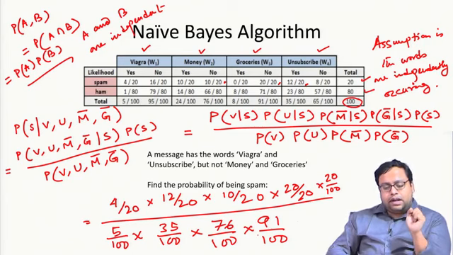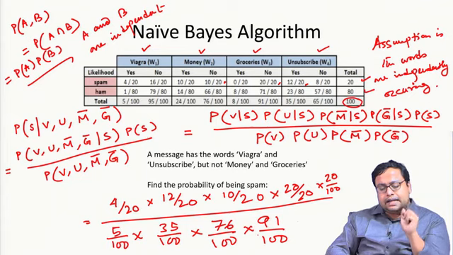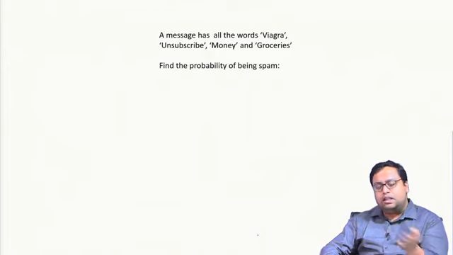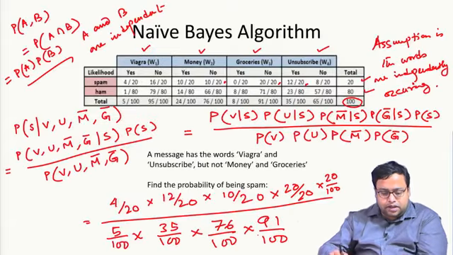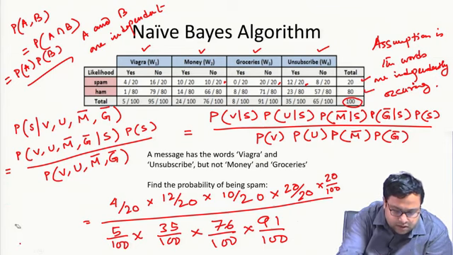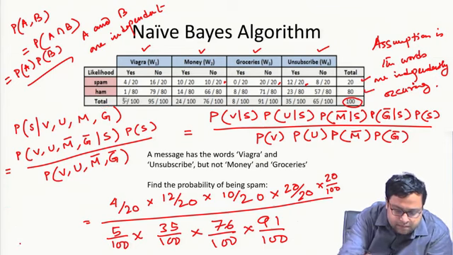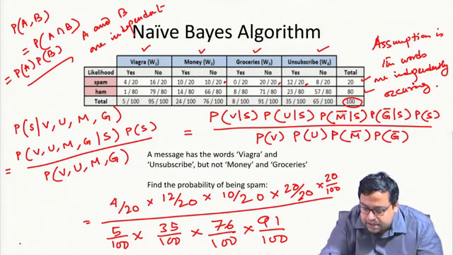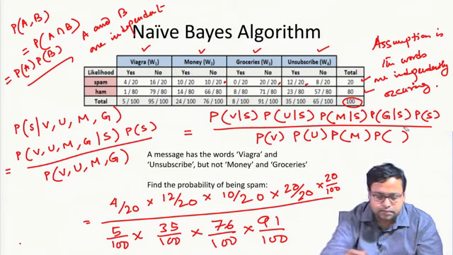Now, another small problem that I will discuss. Let us say somebody asked me this question: a message has all the words, Viagra, unsubscribe, money, groceries, all these 4 words are there. What is the probability of being spam? So, if all words are there, what will change in this whole story? In this whole story, this will be M, this dash sign will go away. So, here also the dash signs will go away. Fair enough.